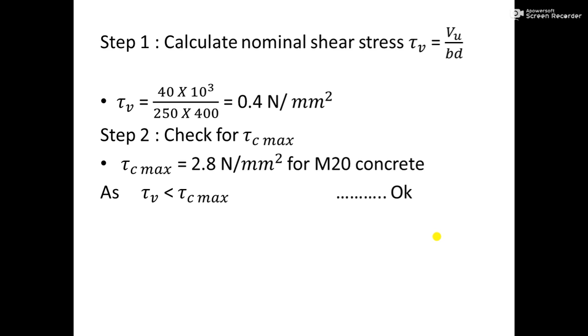In step 1, calculate the nominal shear stress, tau v, that is Vu upon bd. We have calculated Vu, that is 40 into 10 to the power 3 upon bd, 250 into 400, that is 0.4 Newton per mm square, the value of tau v. Then tau c max is 2.8 Newton per mm square for M20 concrete. So tau v is less than tau c max, hence it is okay.